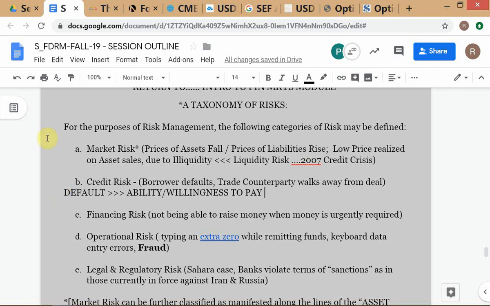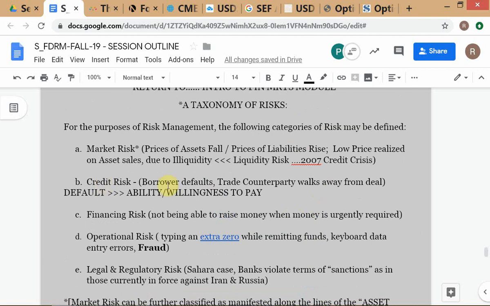So is this clear? We've got these two definitions out of the way. I'm not going to cover the other types, but since I was talking about these two risks, you can read about the others on your own. I just wanted to make sure that we understand market risk and credit risk, the distinction between these two.